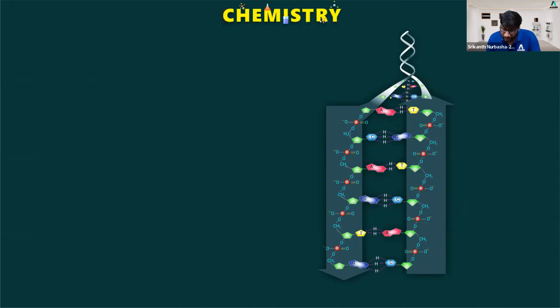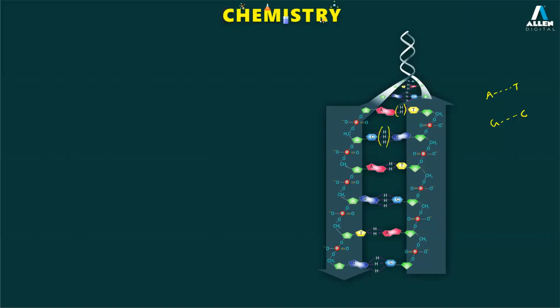Adenine and thymine, if you look carefully, have 2 hydrogen bonds. Guanine and cytosine, if you look carefully, have 3 hydrogen bonds. And because of these hydrogen bonds only, the two strands have stability. They are held together because of this double-stranded structure only. Is that clear, students? Yes, sir. That's right.